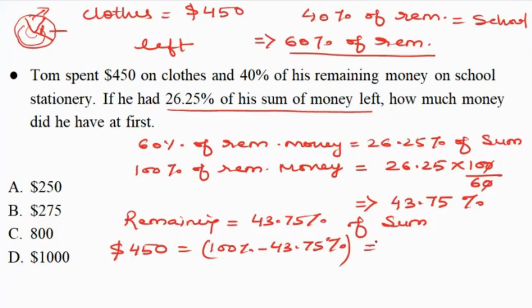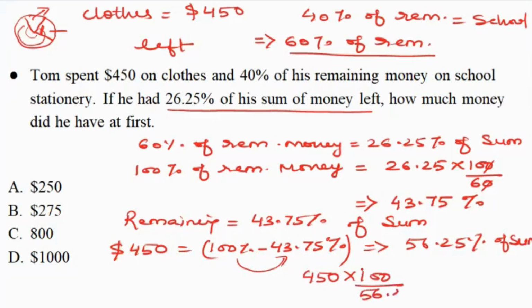So we will be getting 56.25% of the original sum, because when we subtract these two, we get 56.25%. So this $450 is 56.25% of the total sum he had. So if we find that, we get $450 times 100 divided by 56.25. When we solve it, we will be getting $800. So that is the amount he had at first, which is option C.